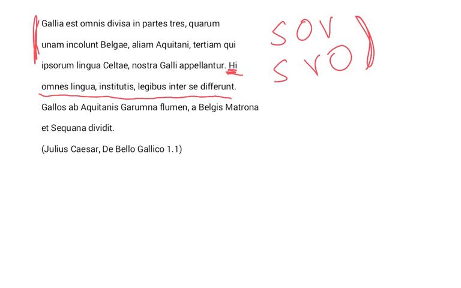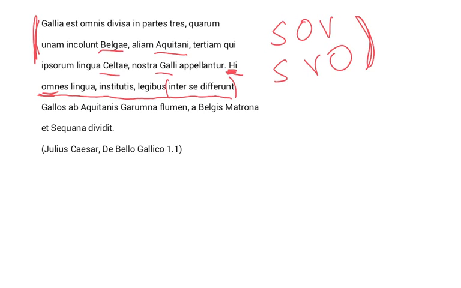The subject then is hi, which is modified by omnes, all these, and Caesar is here referring back to the three groups of people, the Belgians, the Aquitani, and of course those who call themselves Celts, but in our language are called Gauls. These three people groups inter se differunt.